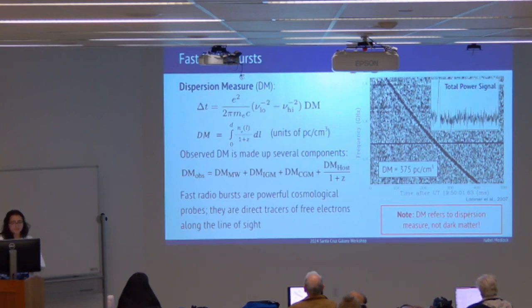As Greg said earlier, FRBs are a relatively new probe, first discovered in 2007, when Lorimer and his grad student were looking through archival pulsar data. They found 6 FRBs. And now, almost 20 years later, we've detected thousands of FRBs. We're excited about FRBs because the dispersion measure traces directly free electrons along the line of sight.